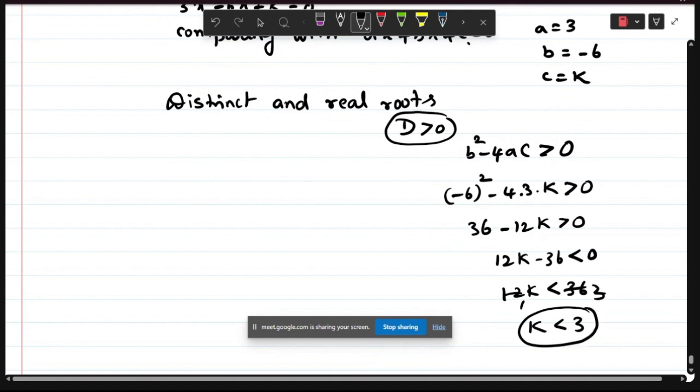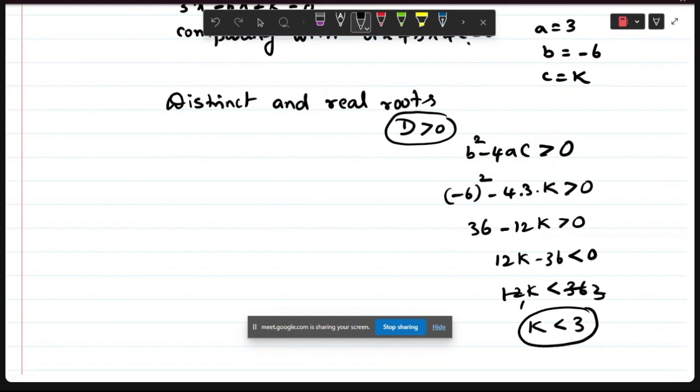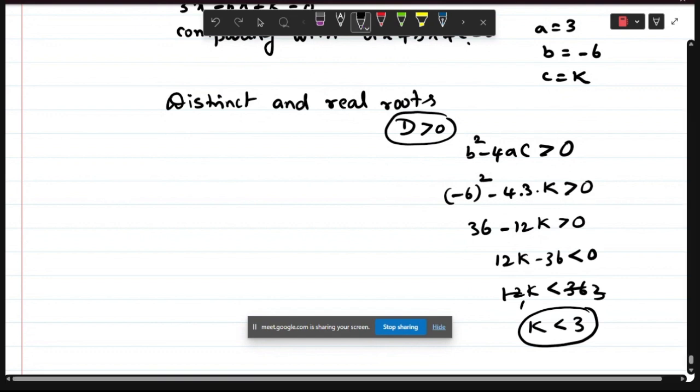Why are we using one and two? They didn't mention anything, either natural number or whole number. Just the answer is k less than 3. That's all. I'm not asking the value now. Find the value of k for distinct real roots, and the number of values will be there. See, that is the number line, minus infinity comma plus infinity. Suppose this is 3. K is less than 3 means every number less than 3 is possible here. No need, just write k less than 3. That's all.